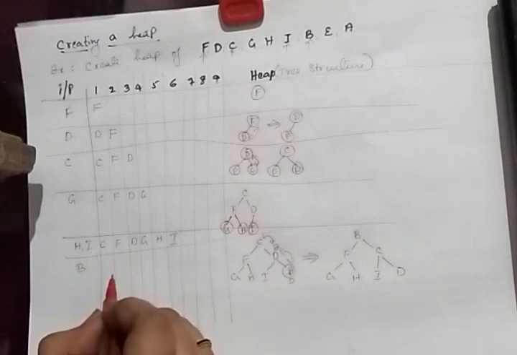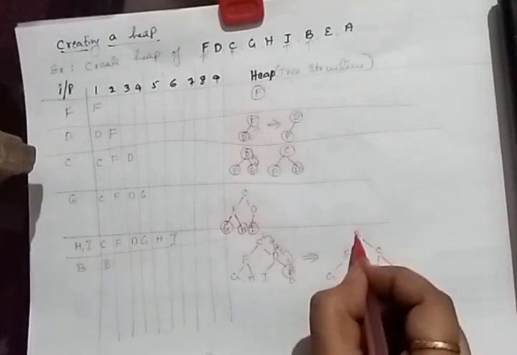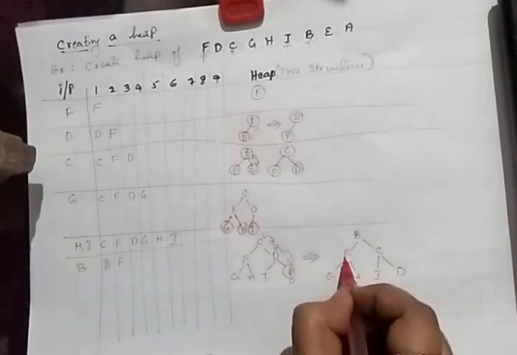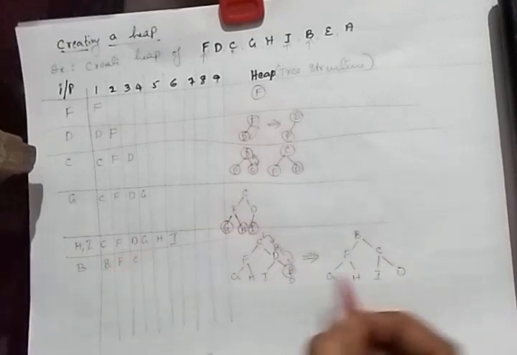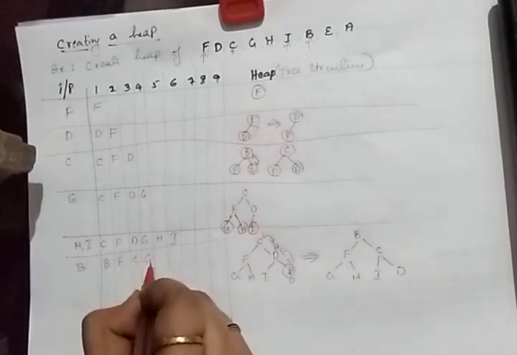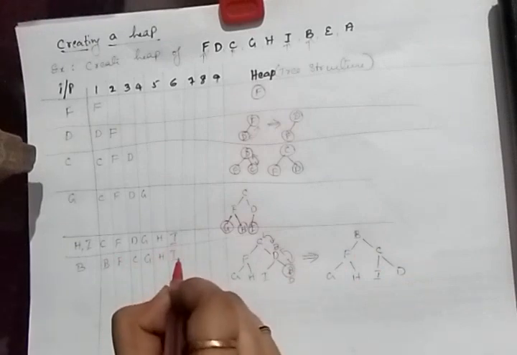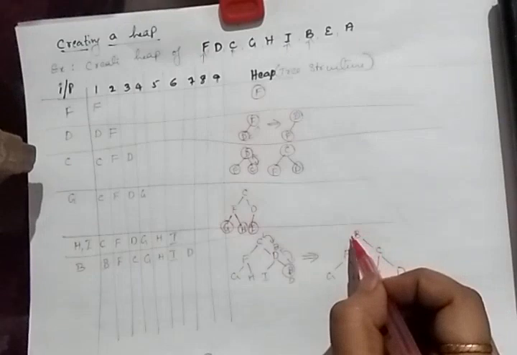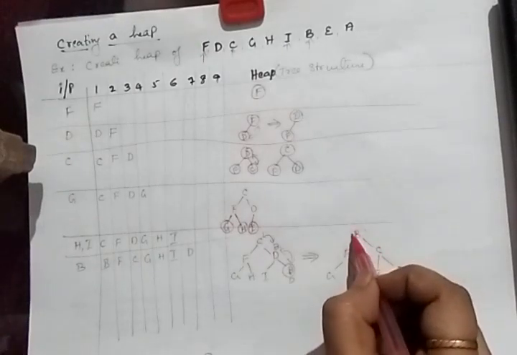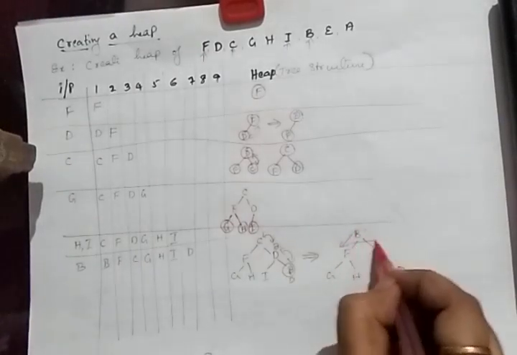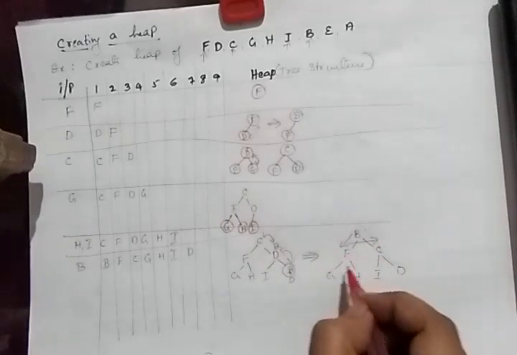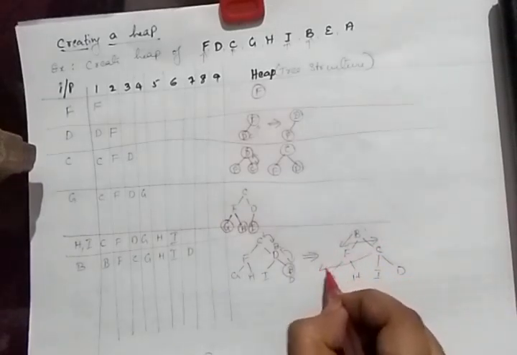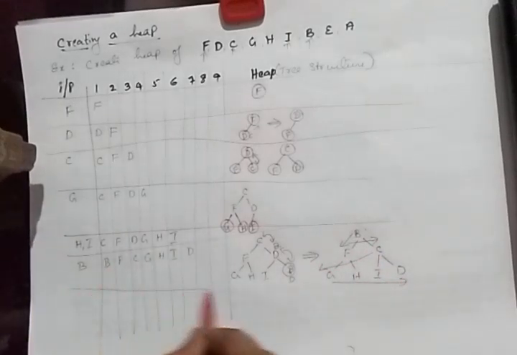What is the array? You will get B, F, then C, then comes G, H, I, D. Whenever you are writing an array, you need to read like this. First the root, then comes the left child of root, then comes this, then you need to go to the left part and go to right. That is how you are going to write the heap array.